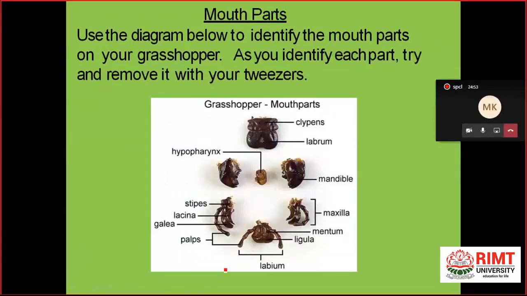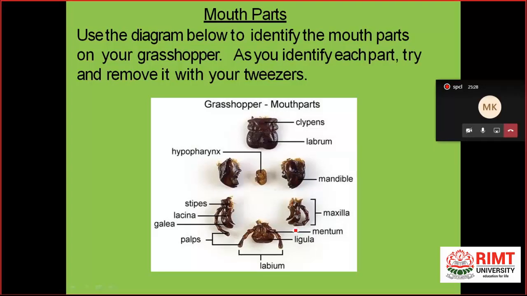Now come to mouth parts. These are the mouth parts which we have seen in the last slide, and I'm showing these mouth parts here separately. This is the clypeus region, then the labrum, upper lip, and below the labrum there is the hypopharynx. This hypopharynx is surrounded on both sides by mandibles. Mandibles help in the chewing of the food.